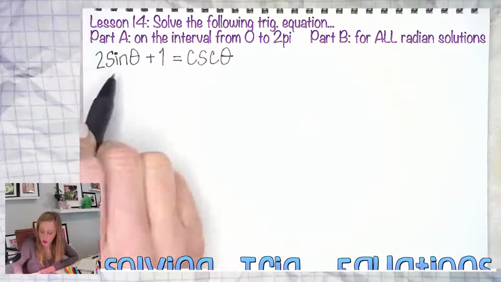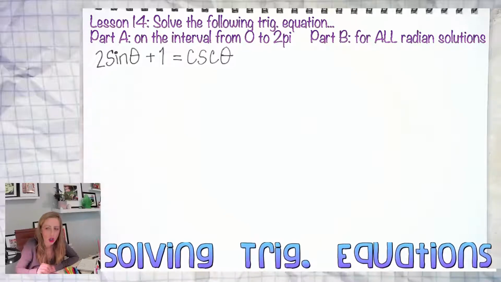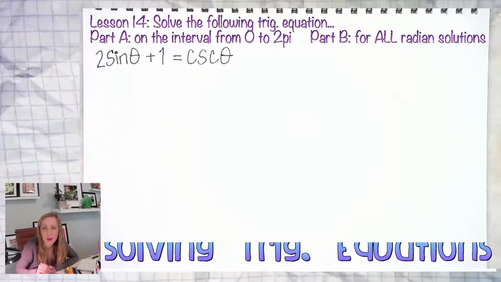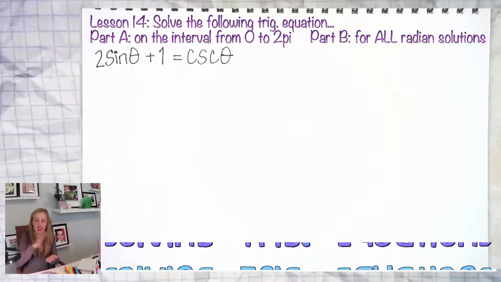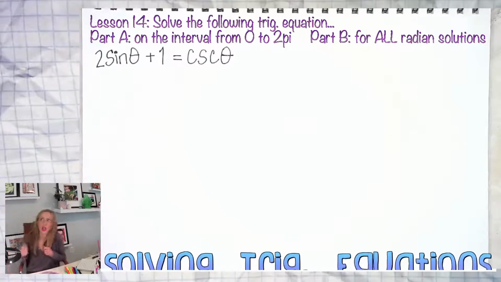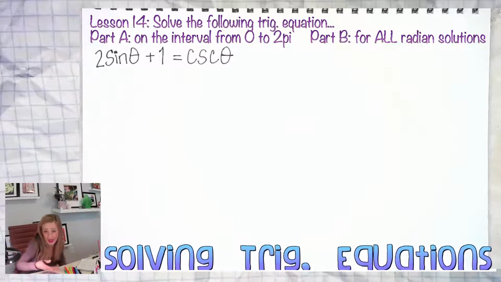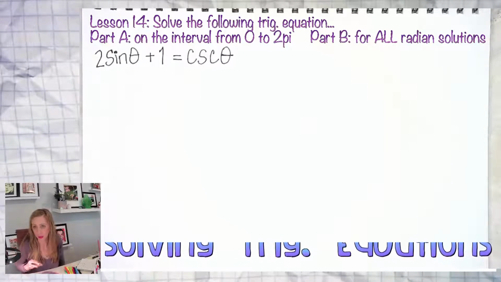Here we have an equation that we're trying to solve using both part A and part B. When we solve using part A, or even if the directions just said solve, or solve for all solutions or all radian solutions, you really still have to do part A in order to do part B. So I'm just explicitly stating both of them.